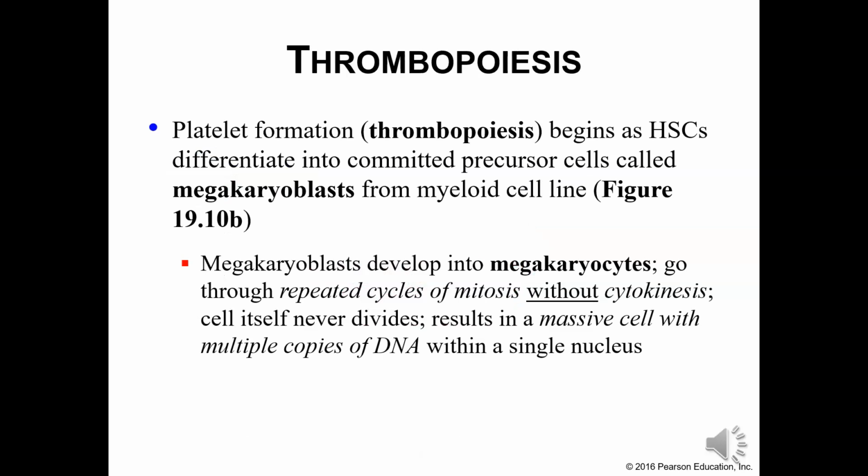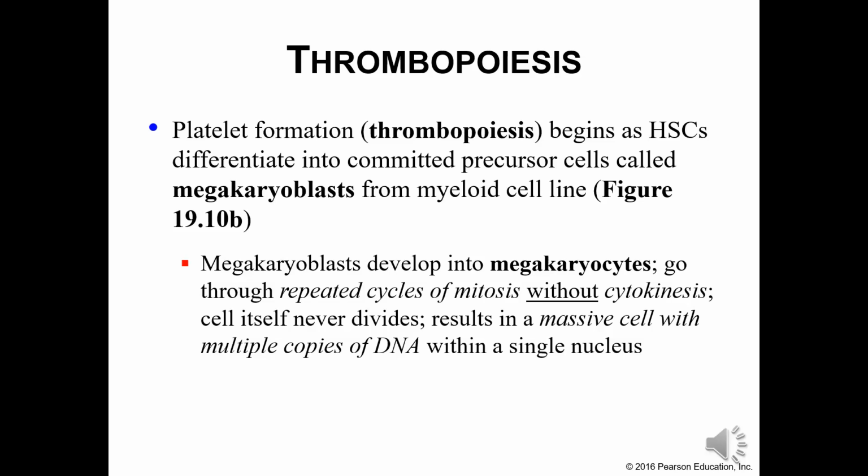The formation of platelets is referred to as thrombopoiesis, because the other name for a platelet is a thrombocyte. It begins as your hematopoietic stem cell differentiates into a converted precursor cell. Those are called megakaryoblasts, and these originate from the myeloid cell line.